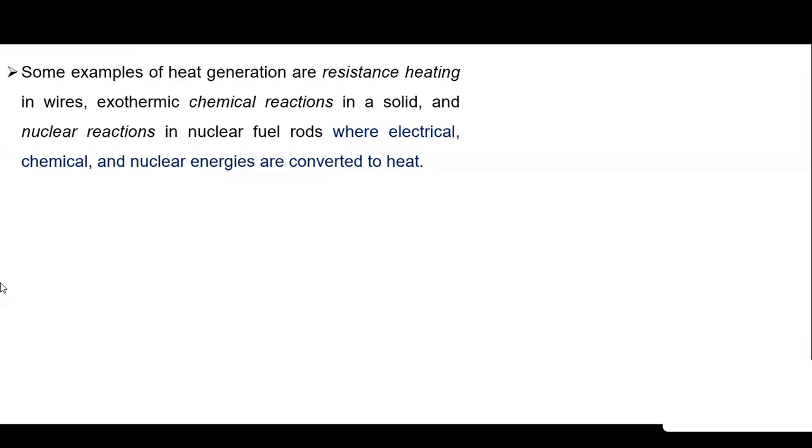So some examples of the heat generation are resistance heating in the wire, exothermic chemical reactions in the solids, chemical industries, then nuclear reactions in the nuclear fuel rods, where electrical, chemical, and nuclear energies are converted into heat. Ripening of the fruits.